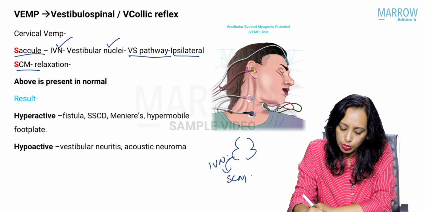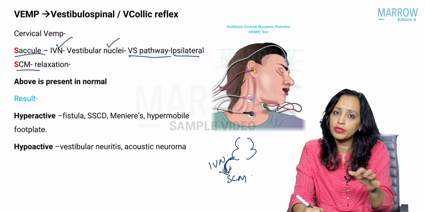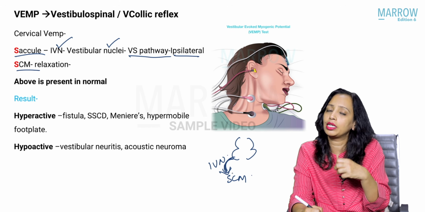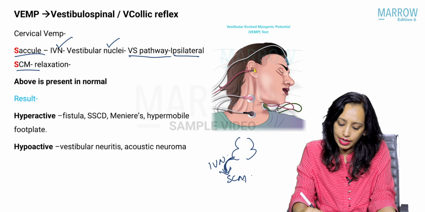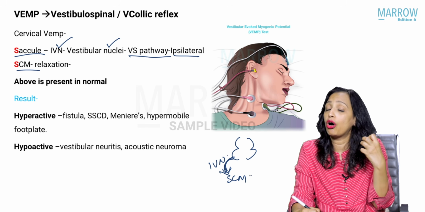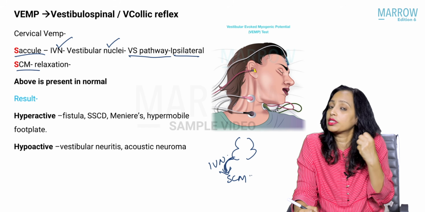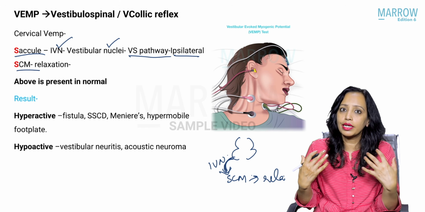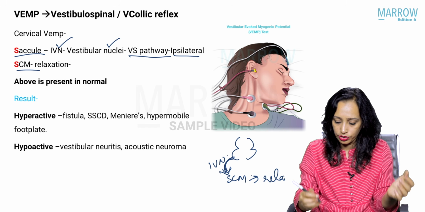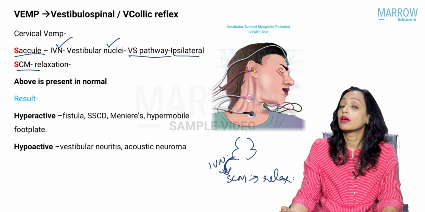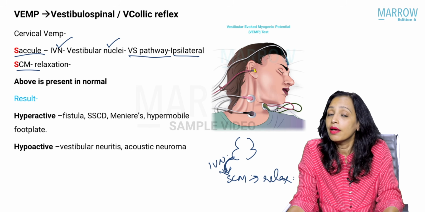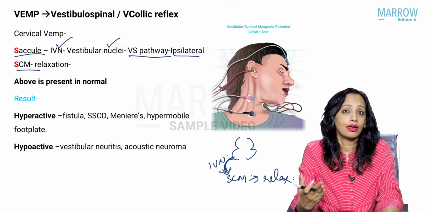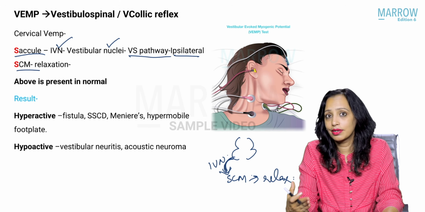So from the inferior vestibular nerve, the impulses go through all this pathway to the sternocleidomastoid muscle, and ultimately what is the result? The result is the relaxation of the sternocleidomastoid muscle. How does the relaxation occur? Like this, of the sternocleidomastoid muscle. When does this get activated? When does this vestibulospinal reflex get activated?